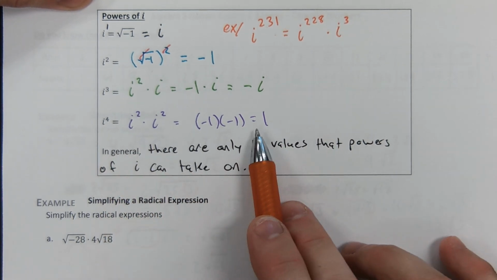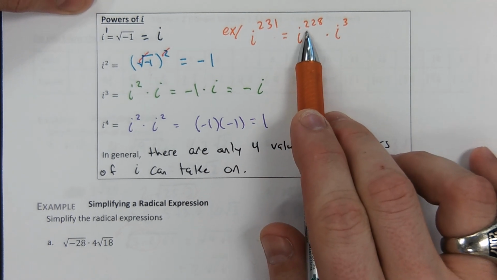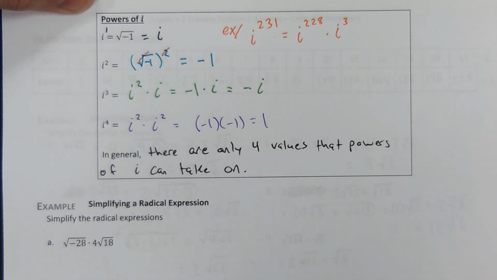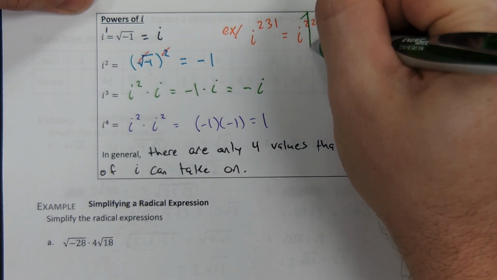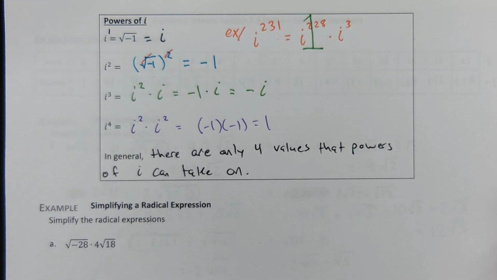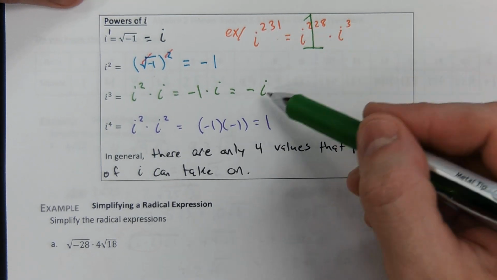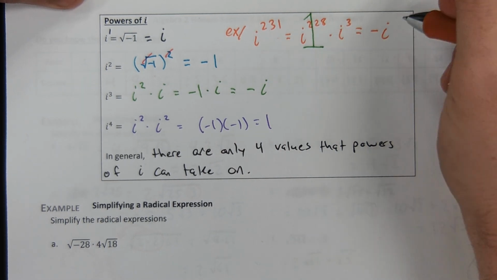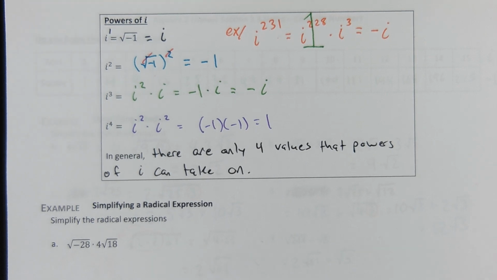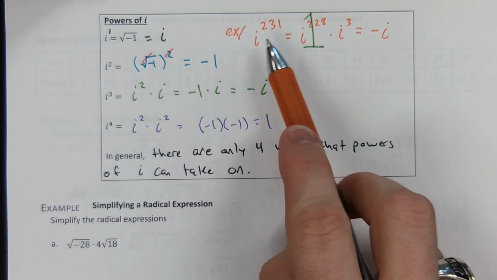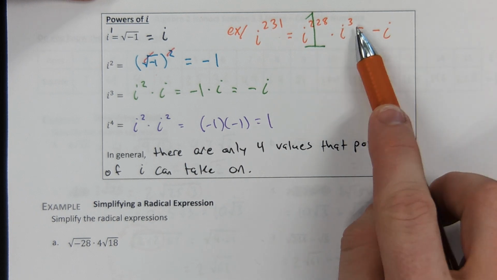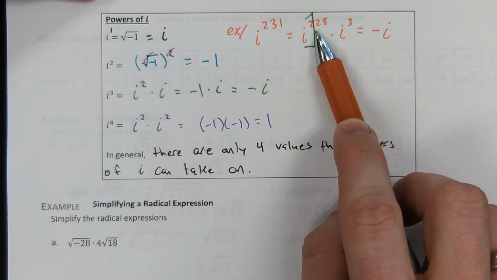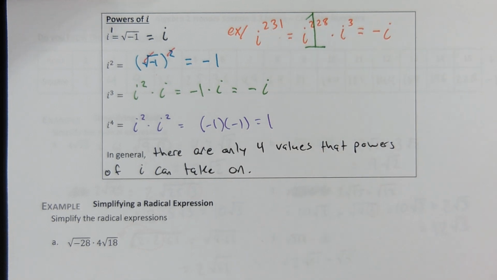But since i to the 4 is always a 1, this is literally 1 times itself 57 times. But that just means this whole thing right here just equals 1. Who cares how many times it happened? And i to the third, well, that's just negative i. So i to the 231 is actually negative i. So there it is. The general rule is, if you were going to divide the exponent by 4, what would the remainder have been? Because the remainder is the only power you care about. All the ones that were divisible by 4, that's just a whole bunch of 1s doing nothing.